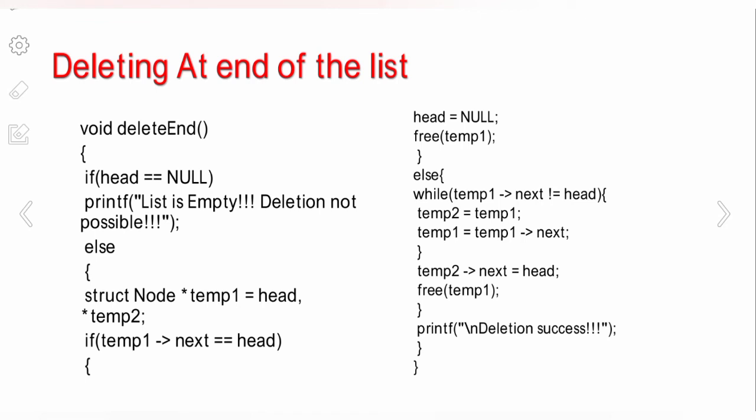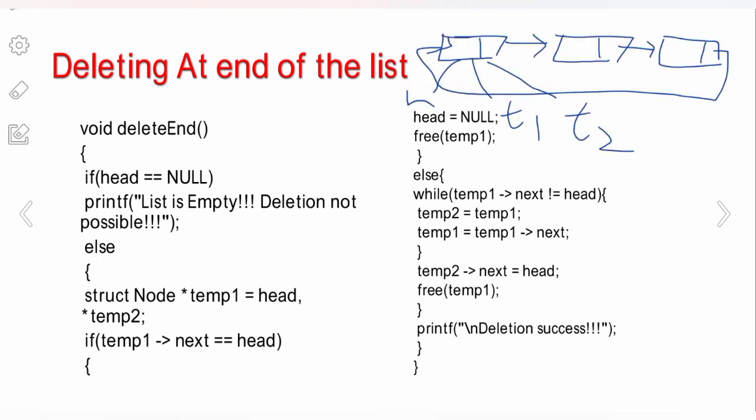Similarly, how we have deleted the node at the starting of the linked list, like that we are going to delete the node at the ending of the linked list. So here in the linked list we are having two extra pointers, that is temp1 and temp2. If head equals null; here the head is not null, so we are skipping the if part and going to the else part. So struct node *temp1 equals head. We are declaring a pointer temp1 that points to the head, and we are declaring the pointer temp2 also. So next one is if temp1->next equals head.